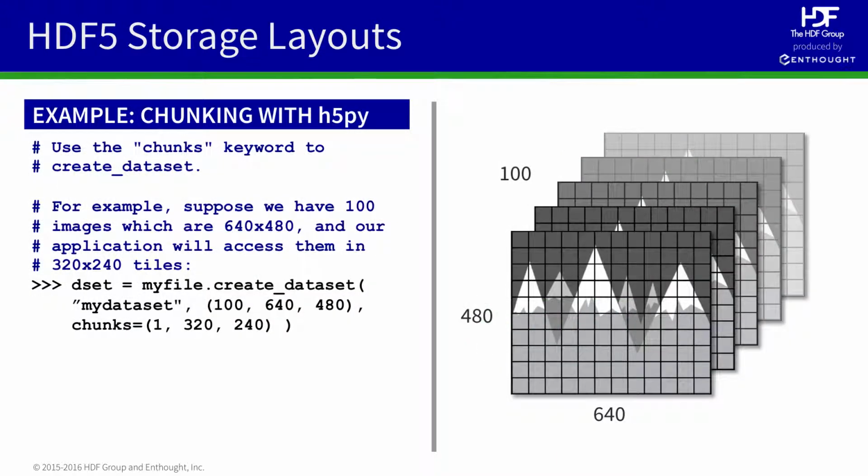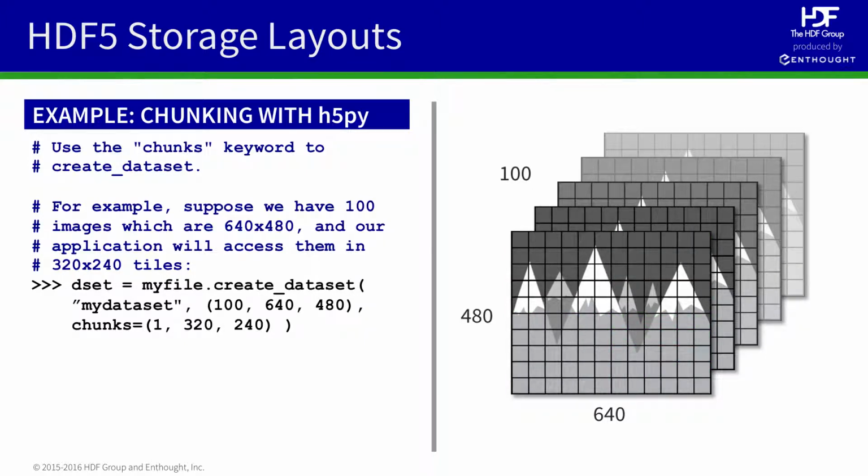Let's see an example of how to use chunks with H5Py. Let's imagine we wanted to store 100 images, which have a size 640 by 480, and we knew ahead of time that our application would access them in 320 by 240 tiles. In other words, 4 tiles per image.